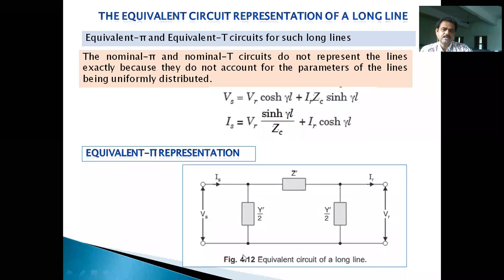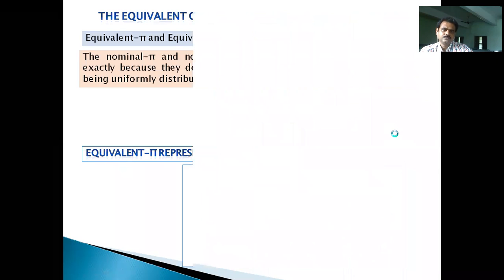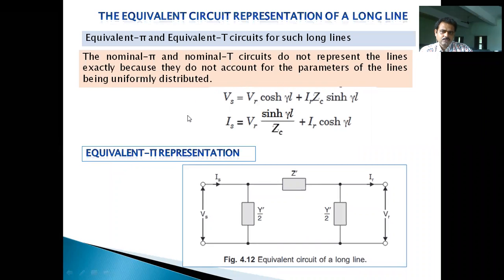One half is connected at the sending end, the other half is connected at the receiving end. This is nothing but a delta model or a pi model, where the sending end voltage is Vs, the sending end current is Is, the receiving end voltage is VR, and the receiving end current is IR. Now, we have already known these equations.